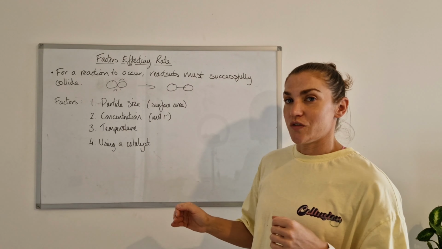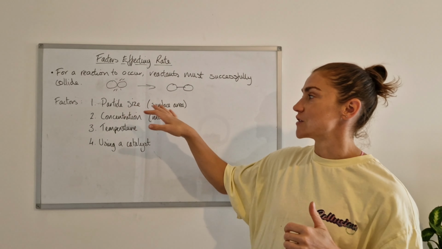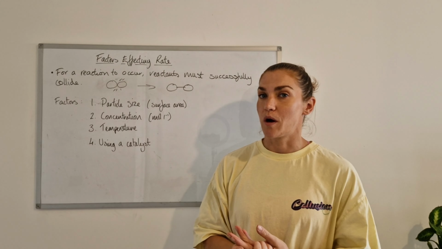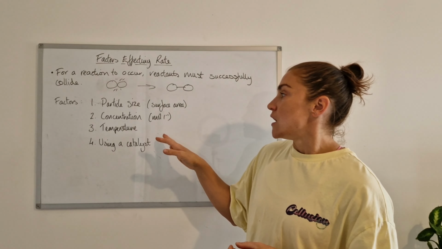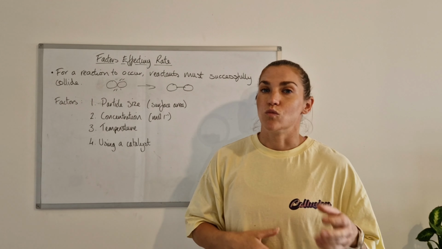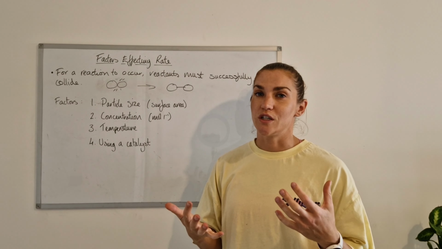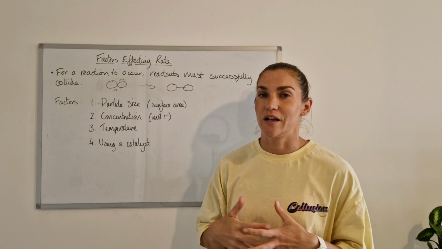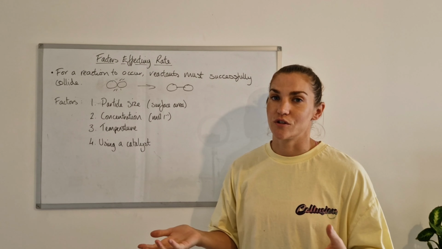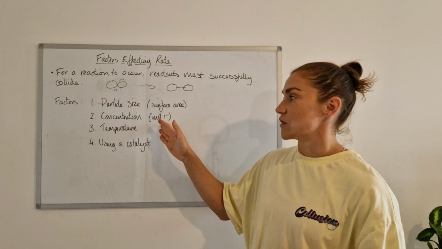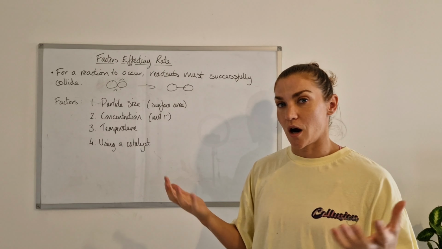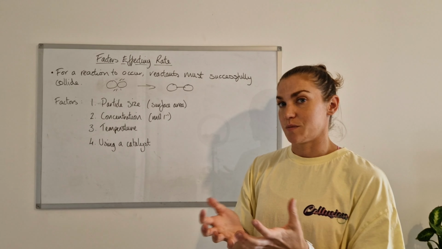Before we move on to look at these factors more in depth, the particle size essentially affects the surface area, so what area of the particle is exposed. Concentration, you will usually be given in what's known as moles per litre. Moles per litre is just a unit of measurement to tell us how many particles are in a litre of our solution. So the higher the concentration, the higher the number of moles per litre, which means the more particles we have in a specific volume.